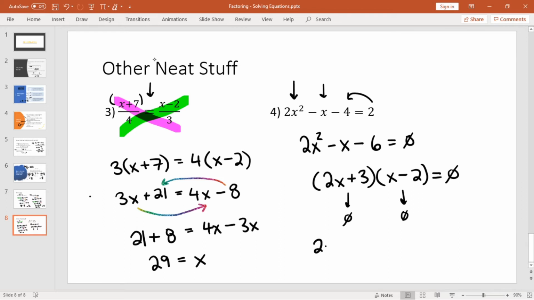So if I had 2x plus 3 equals 0, just use some algebra. Move the 3 over, isolate the x. So x could be negative 3 over 2, and much easier. x could also be 2. So you have two answers for these ones. Either negative 3 over 2 or 2 will make the equation equal to 0, and it will make it true.